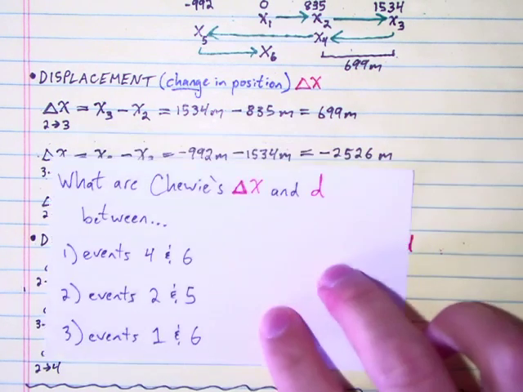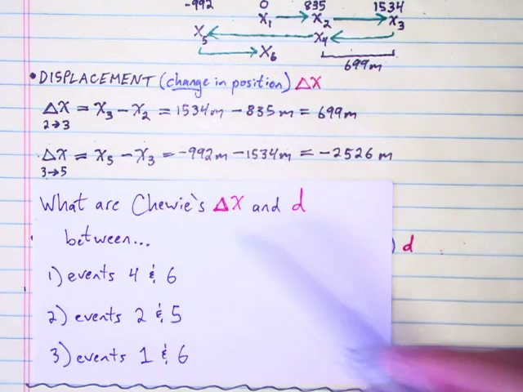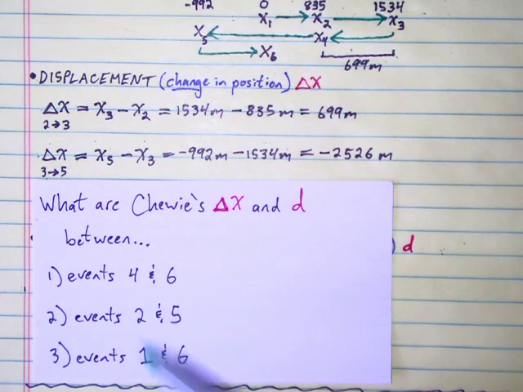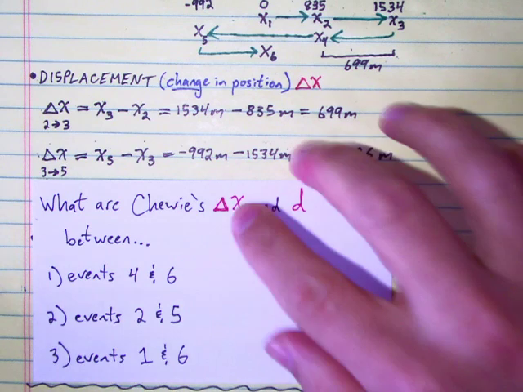Okay, try some of these on your own. Pause the video for a moment and work out Chewie's displacement and his distance traveled between each of these sets of events. Ready for the answers?